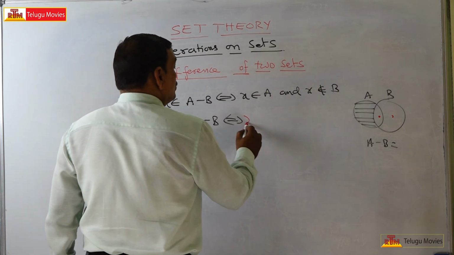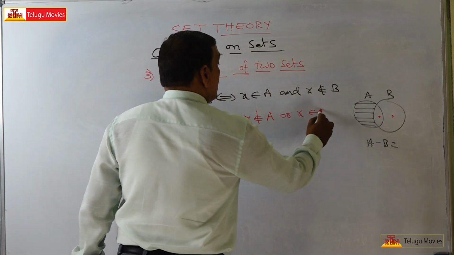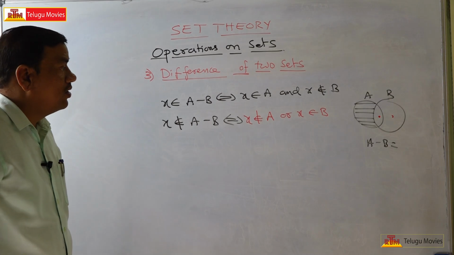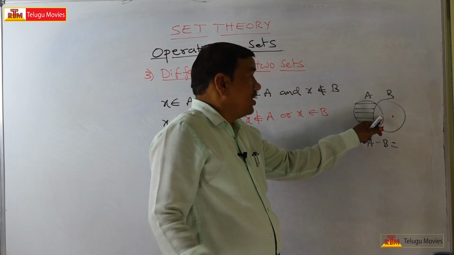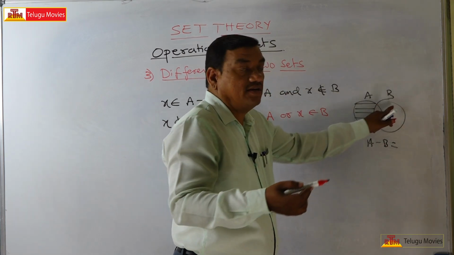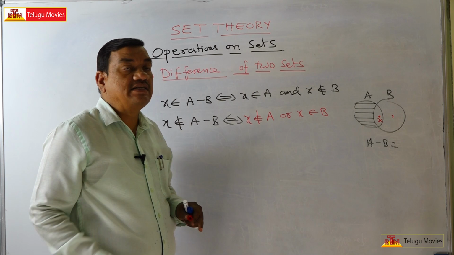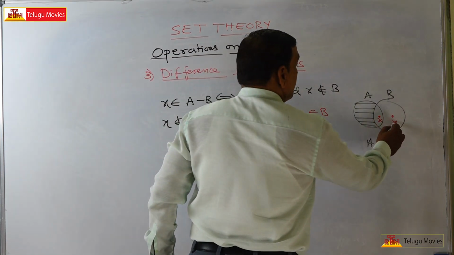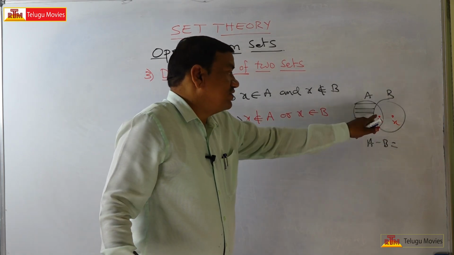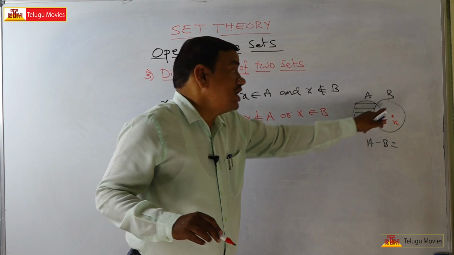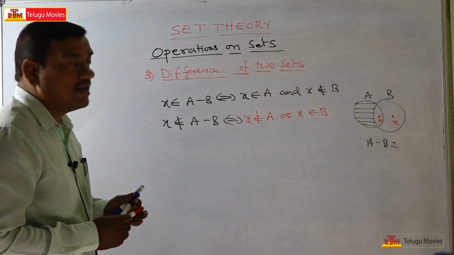That means definitely X does not belong to A, or it belongs to B. You may ask a doubt, sir, if the element is here, then it belongs to A, no? No, it belongs to B. I am saying X belongs to B. So if you take the element X here, the element X does not belong to A, but it belongs to B. That's why X belongs to B. Understand this concept? Right.